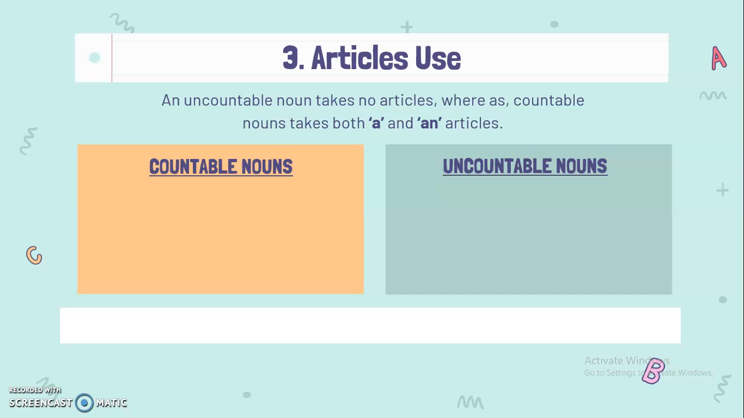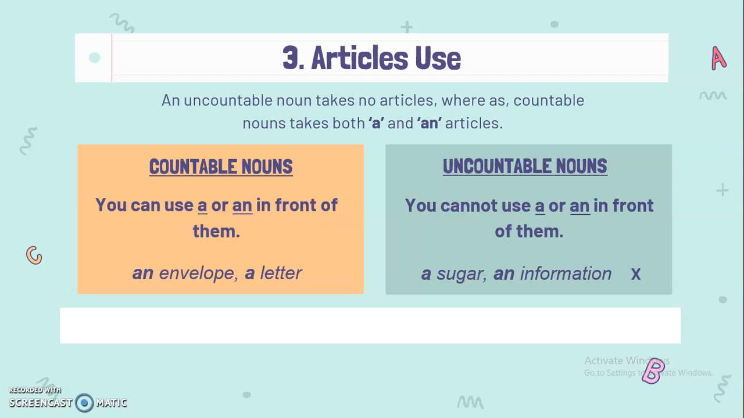Third, article use. They are also different in terms of article use. An uncountable noun does not take any articles, whereas countable nouns take both a and an articles. Let me give you some examples. An envelope, a letter.